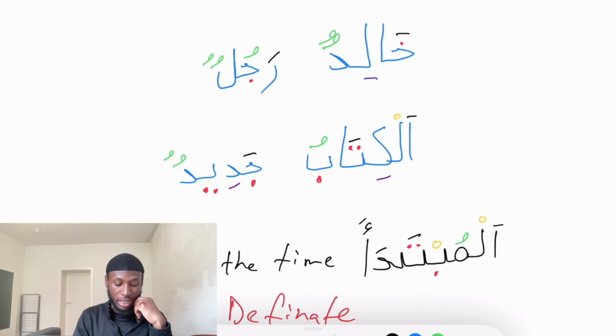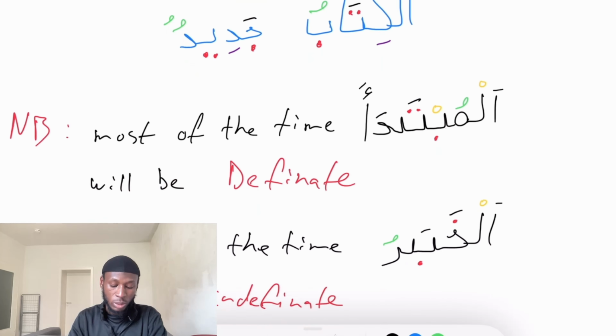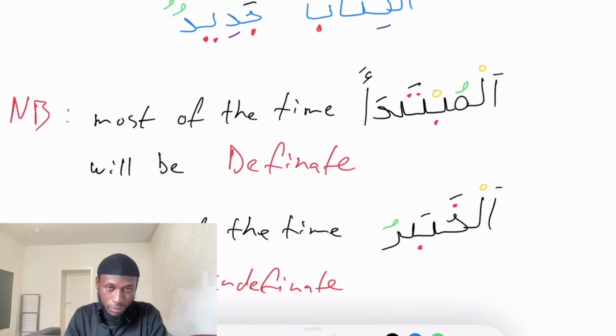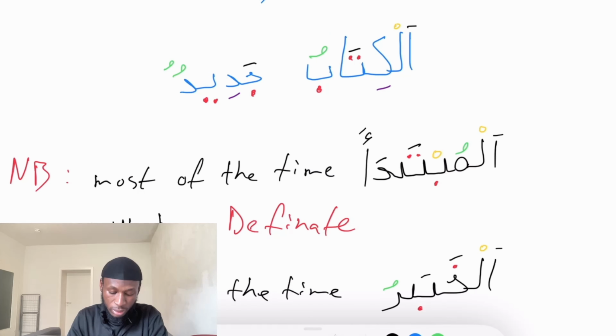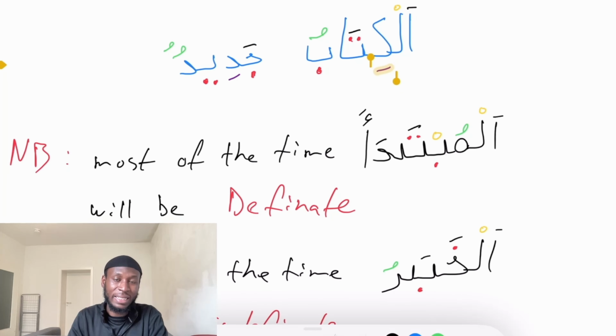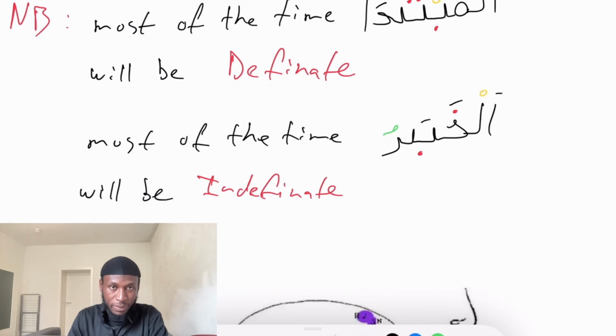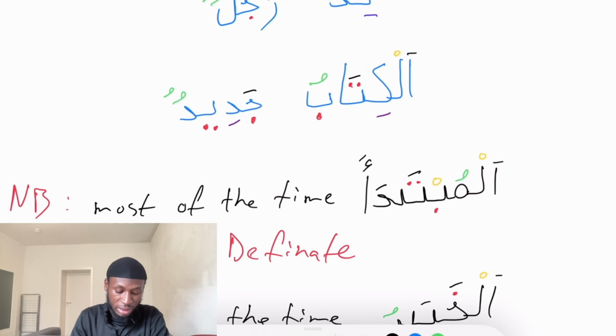And then here we have al-jadid. So the rule is, most of the time, the mubtada, our subject, is definite. And most of the time, the khabar, our predicate, is indefinite. This is the definition. Jadid is a khabar, and al-kitab is our mubtada.